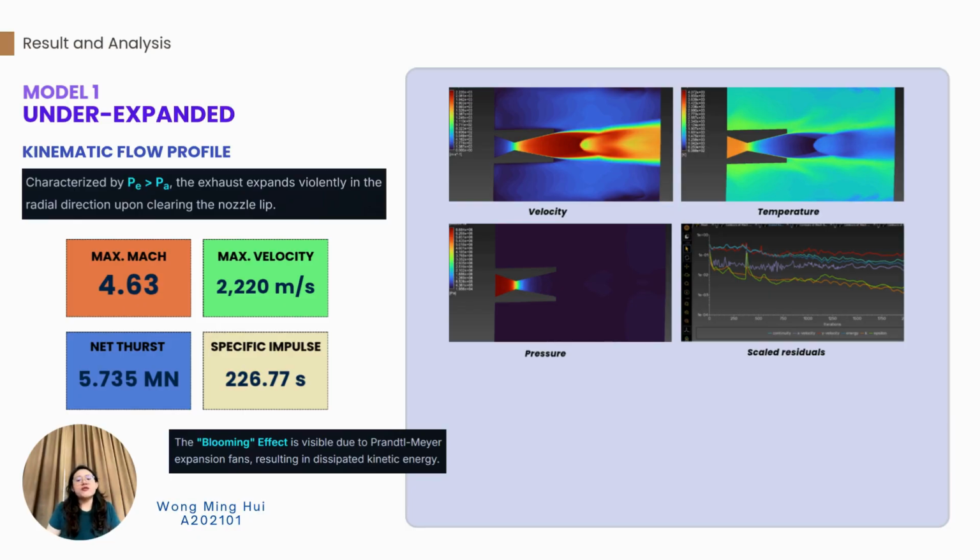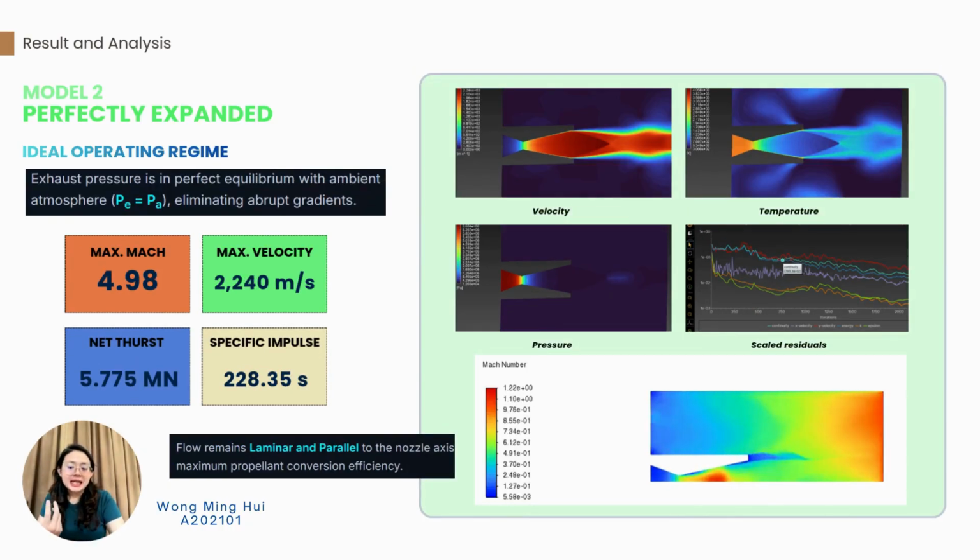While this model achieves a high exit velocity of 2,220 meters per second, sudden radial expansions at the lip result in significant kinetic energy dissipation. As seen in the animations, the expansion waves at the nozzle axis are highly dynamic. The animation illustrates how this wave oscillates momentarily before settling, reflecting the transient pressure imbalance at the axis plane.